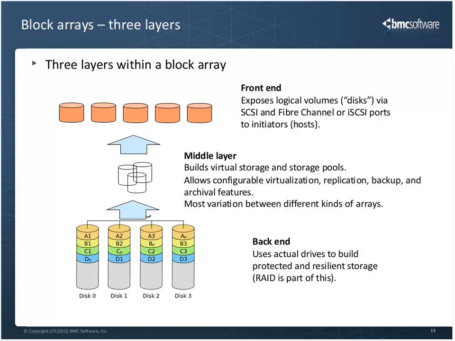The middle layer builds virtual storage and storage pools and so on from the actual disks that are available. And this is where most of the configurable options are in the array. So the virtualization, replication, meaning the ability to create clones and snapshots and so on, backups, and all the archival features of the array, they live here. And so obviously most of the variation between different kinds of arrays is also here. Some arrays have built their own kinds of abstractions, so you need to understand what they mean by these various things. Some people call things RAID groups, some people call them aggregates. So you really need to know what the array means by these various things.